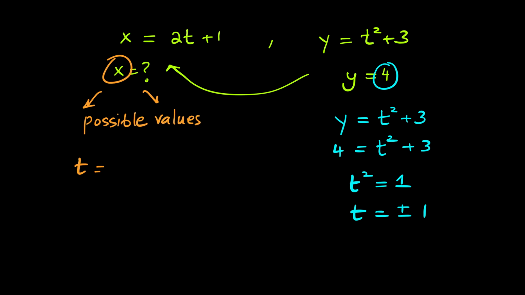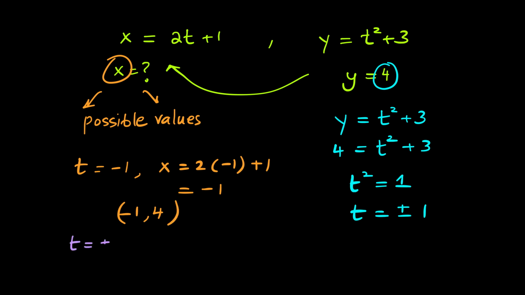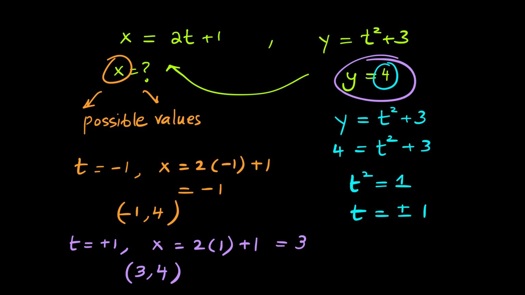When t is -1, x is 2 times -1 plus 1, which comes out to be -1. Therefore, the first coordinate is -1, 4. Similarly, when t is +1, x comes out to be 2 times +1 plus 1, which is 3. Therefore, the other coordinate is 3, 4. So a y coordinate of 4 has two corresponding x coordinates, -1 and 3.